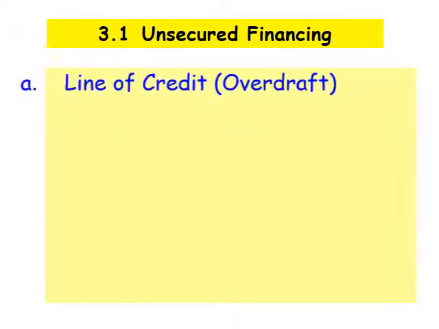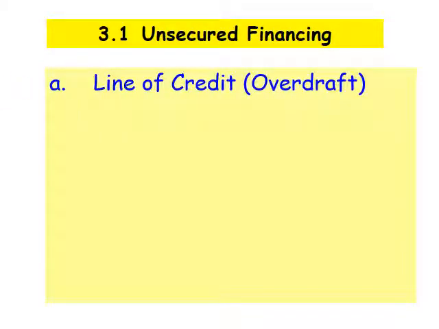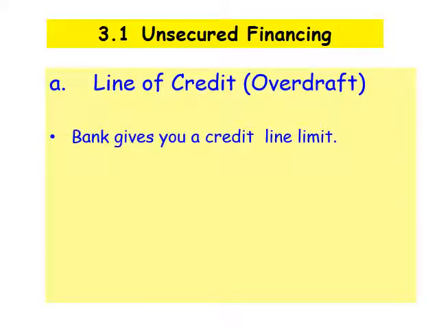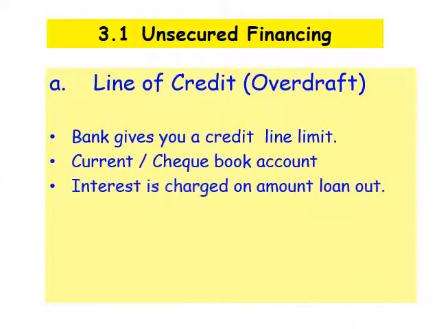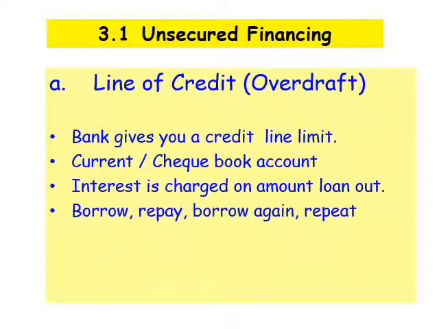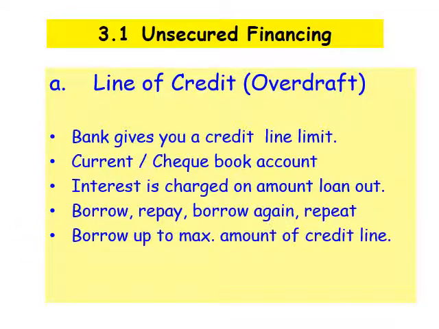Unsecured financing. The line of credit or overdraft. The bank gives you a credit line limit. Normally it's tied to a current or checkbook account. Interest is charged on the loan amount borrowed. You borrow, pay back the bank, and borrow again and repeat. You can borrow up to the maximum amount of the credit line given by the bank.